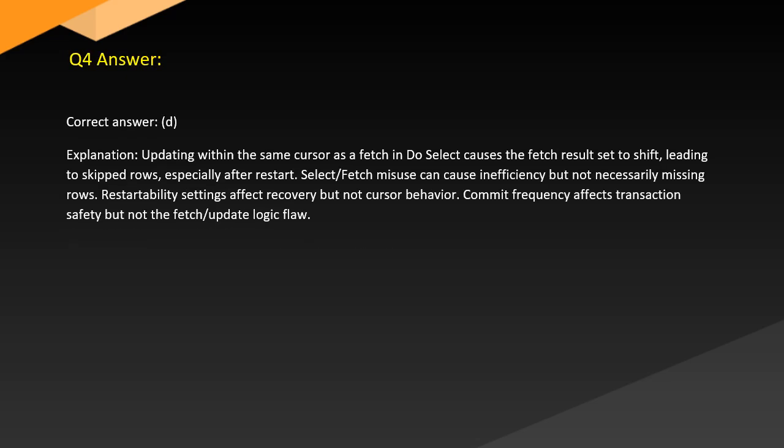Answer. Correct answer: D. Explanation. Updating within the same cursor as a fetch in Do Select causes the fetch result set to shift, leading to skipped rows, especially after restart. Select fetch misuse can cause inefficiency, but not necessarily missing rows. Restartability settings affect recovery, but not cursor behavior. Commit frequency affects transaction safety, but not the fetch-update logic flaw.